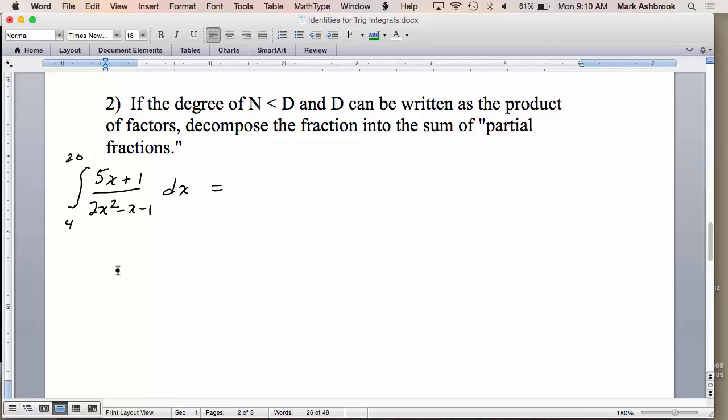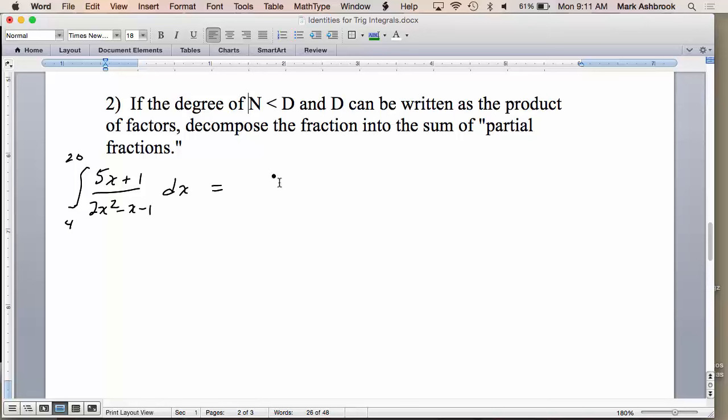Good. He says the amount of accumulation or the amount of change of some quantity when x goes from 4 to 20, when the rate function is 5x plus 1 over 2x squared minus x minus 1. So hopefully that's what you said to the person next to you. If not, learn that quick, okay? Because that's what this is all about. We've got a rate of change function, and we're going to sum up the total amount of change from x equals 4 to x equals 20, and that's what this will give us, okay?